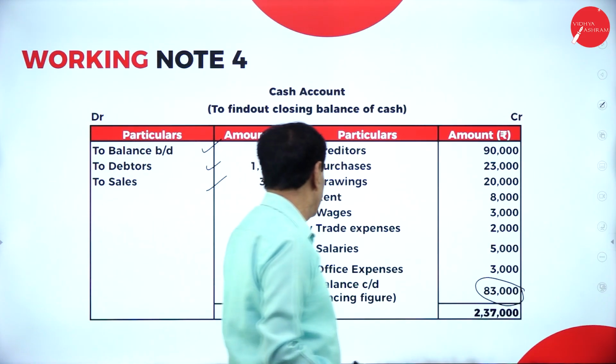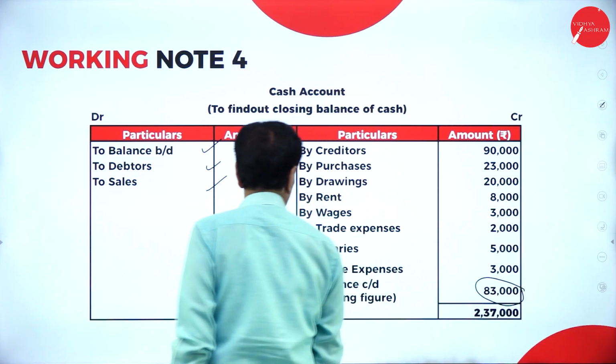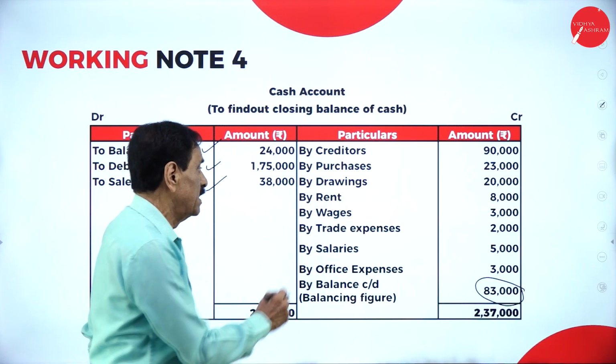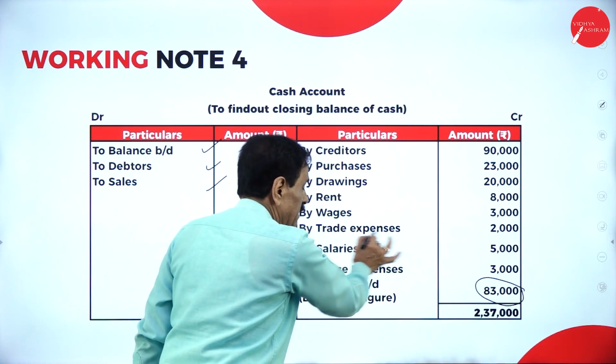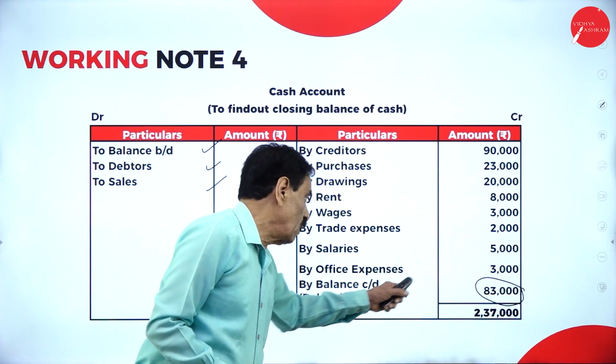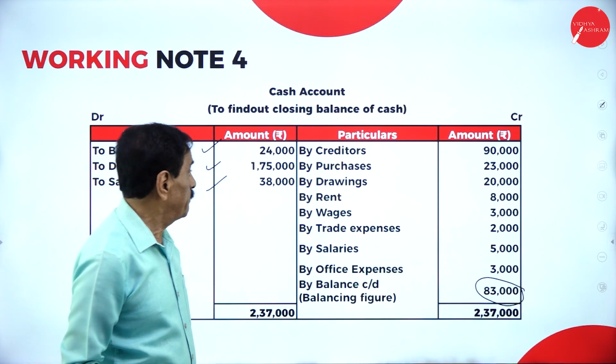How it will be? You have got a balance of 2,37,000. Out of that, we pay the creditor. We paid for purchases. Drawing is there. Rent paid, wages paid, trade expenses paid, salary paid, office expense paid, balance carried down is 83,000.